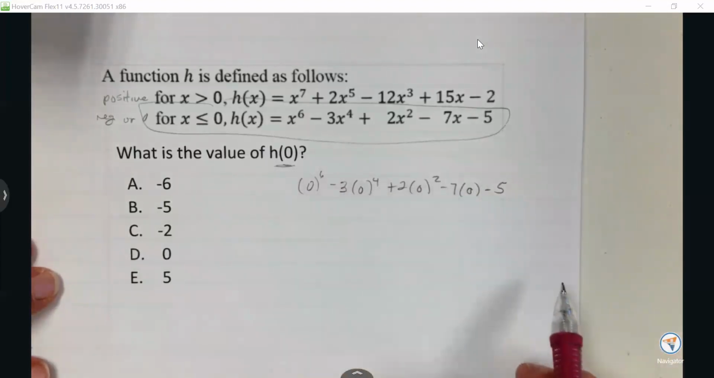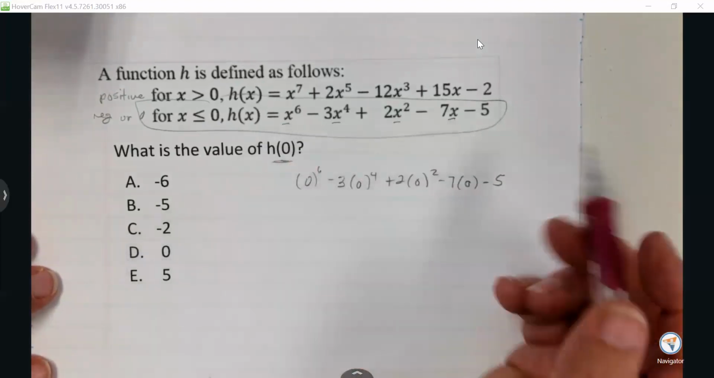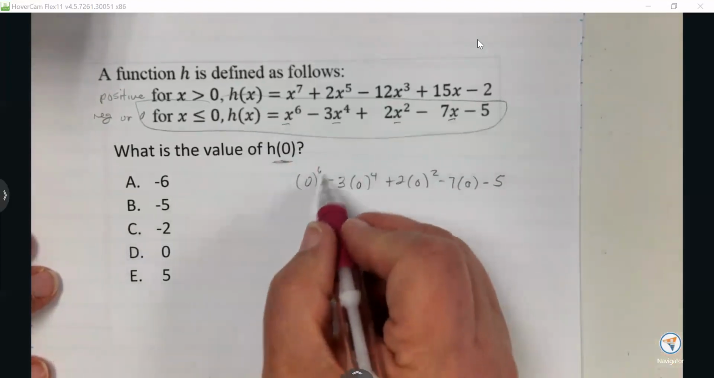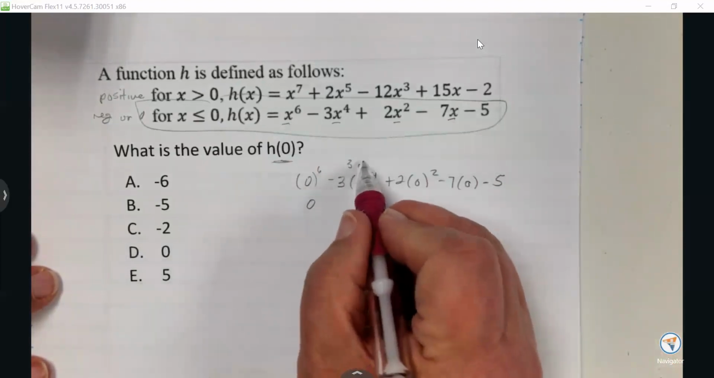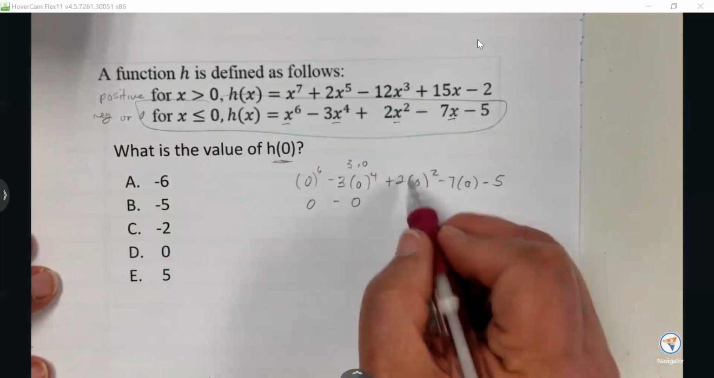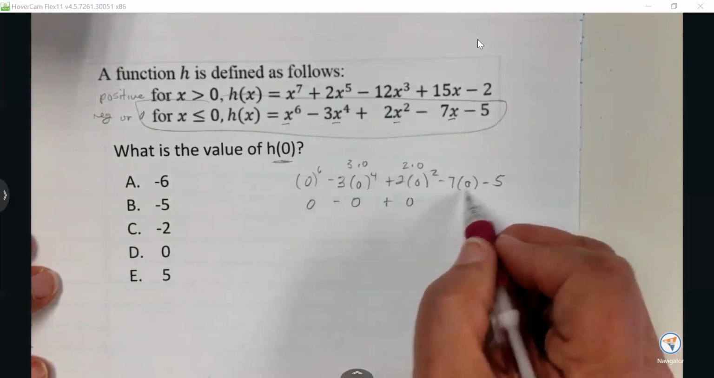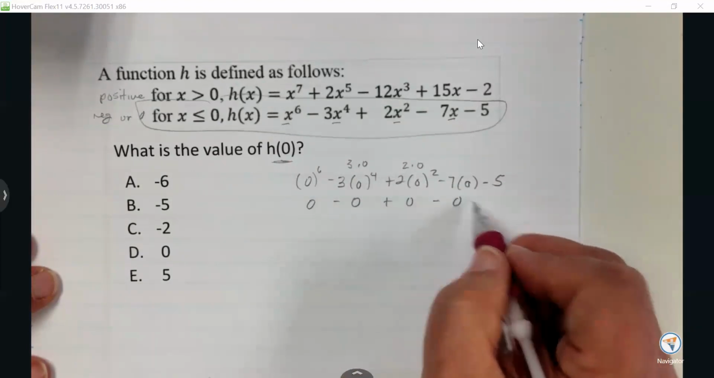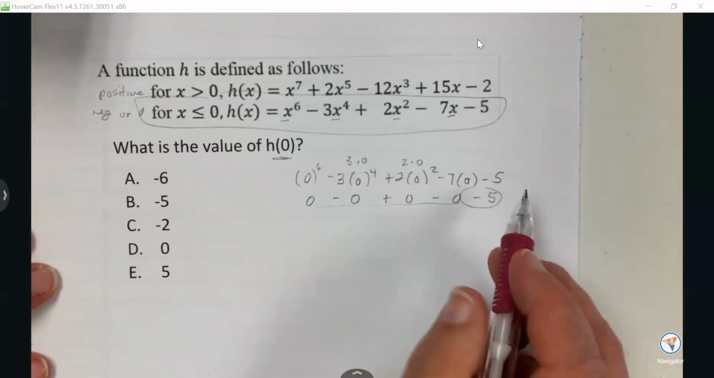So all I did is substitute 0 for each one of my x's, and now I get to just do the math. I know 0 to the 6 is 0. So that's 3 times 0, which is also 0. This is 2 times 0, which is 0. 7 times 0, which is 0. And minus 5. So it looks like our answer is -5.